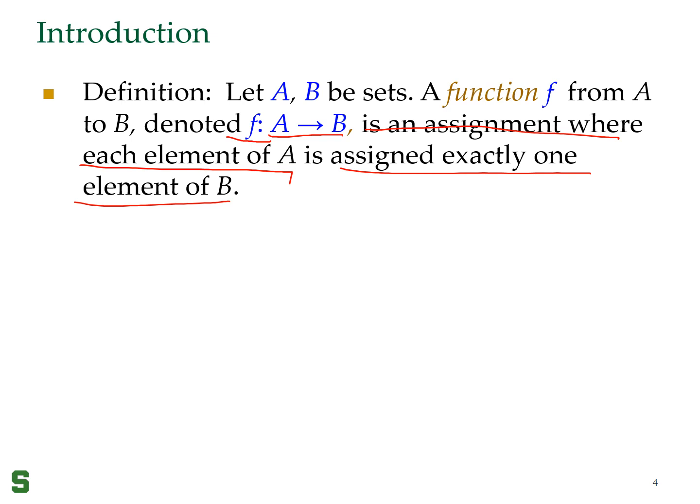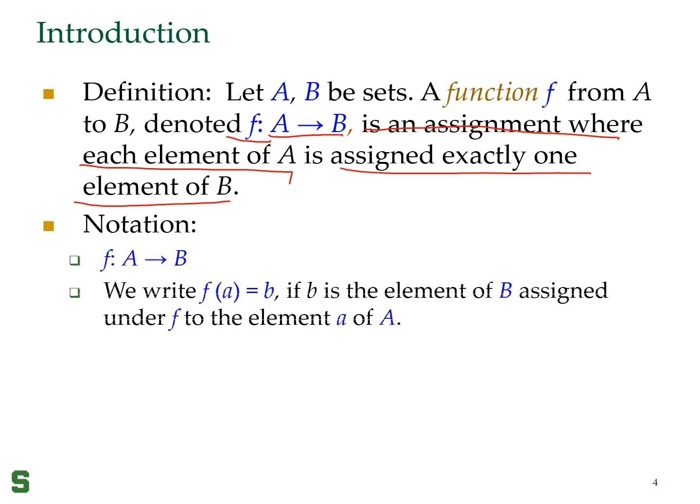So in our previous slide, A would have been the students in the class and B would be the set of grades, then each person must be assigned exactly one element in set B. We write this as f: A → B. We can also write this as f(a) = b. So if I take an element a in set A, we write f(a) = b if b is the element assigned to element a.